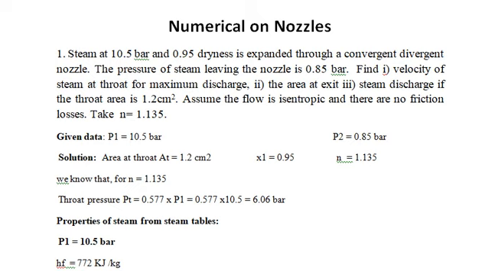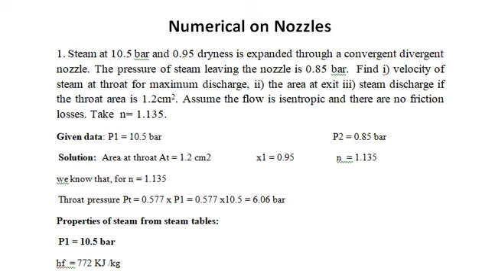You have to find the area at exit through which steam passes. And the steam discharge if the throat area is 1.2 centimeter square, that is, how much steam discharges when the throat area is 1.2 centimeter square, considering the flow is isentropic and there are no friction losses.